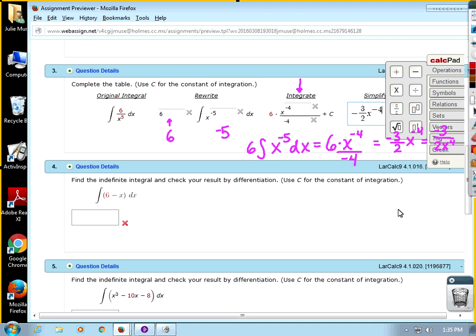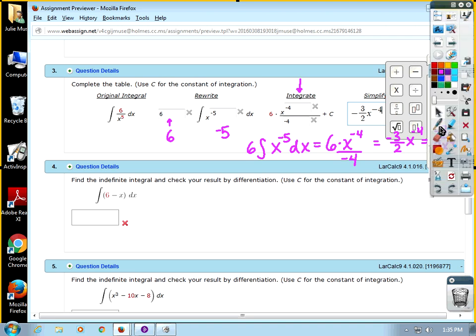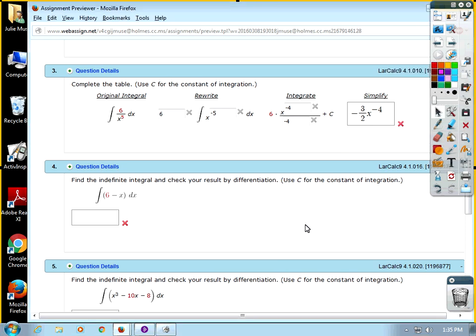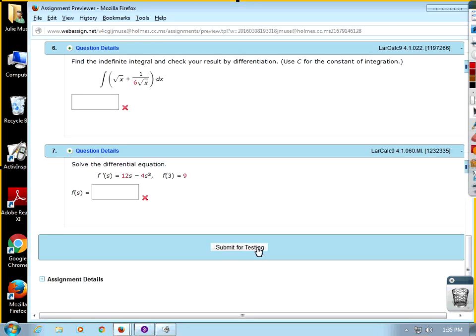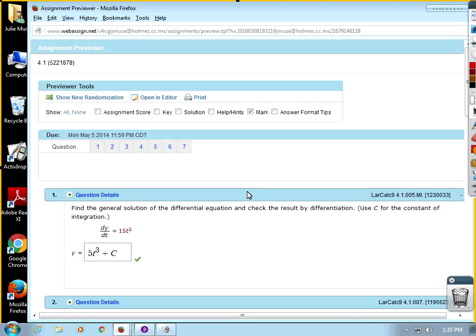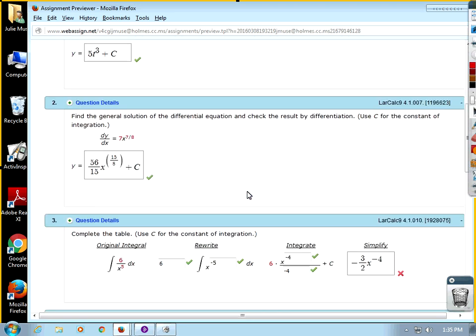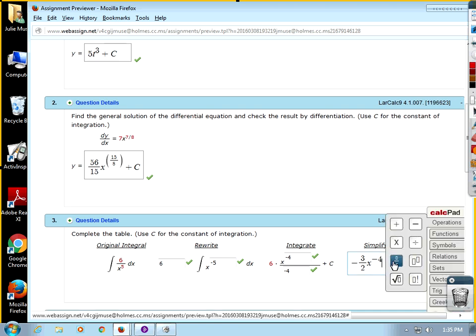WebAssign is generally pretty lenient with putting answers in. All right, let me clear this and then check. But if not, we'll just fix it. No big deal. Yeah, okay, they do want us to fix it.